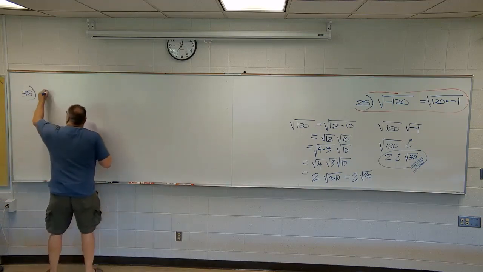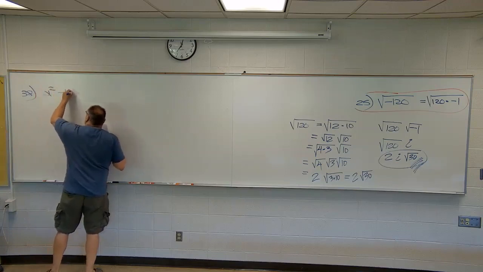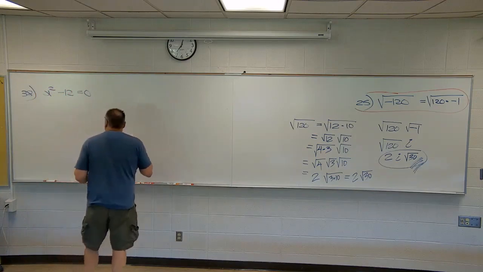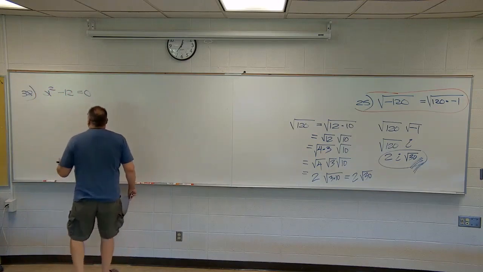Number 38 is saying x squared minus 12 is equal to 0. How can you solve it? And they're saying solve using the square root property. There's a lot of ways you could do this problem, guys.